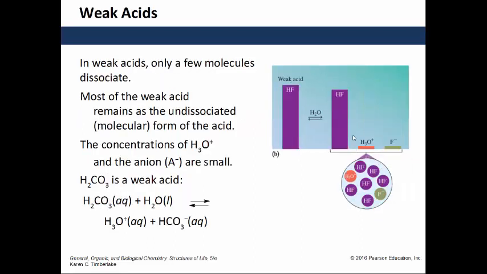For weak acid, only a few molecules will dissociate. So the concentrations of the hydronium ion that are produced and the anion are really, really small. So for example, we talked about a few slides ago, HF. When that's dissolved in water, you get a great majority of the HF still intact, but you still get some ions produced. So this is a very weak acid.